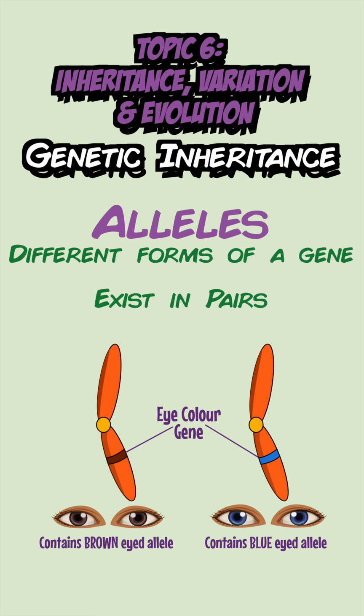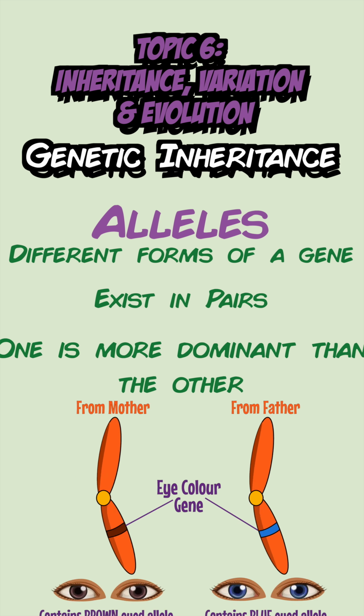Alleles exist in pairs, where each individual inherits one allele from each parent. Sometimes these are the same, but sometimes they're different. But the alleles in a pair can't both express their traits in an individual. So for example, a person can't have both blue and brown eyes. One allele can be more dominant than another.